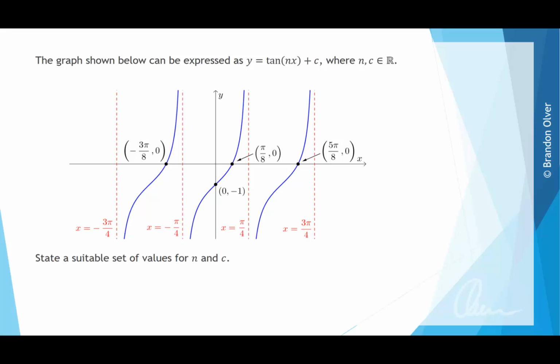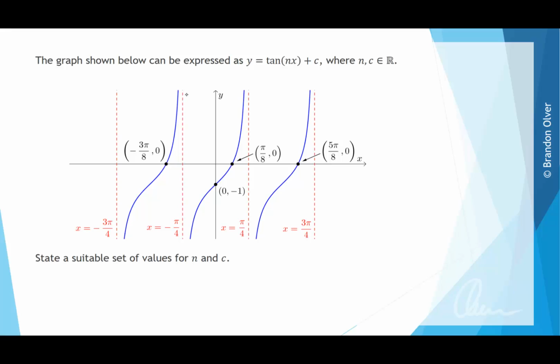The graph shown below can be expressed as y equals tan of nx plus c, where n and c are elements of the real number set. Our job will be to state a suitable set of values for n and c. So as the position n is in affects the period, that's the first thing we're going to look at.